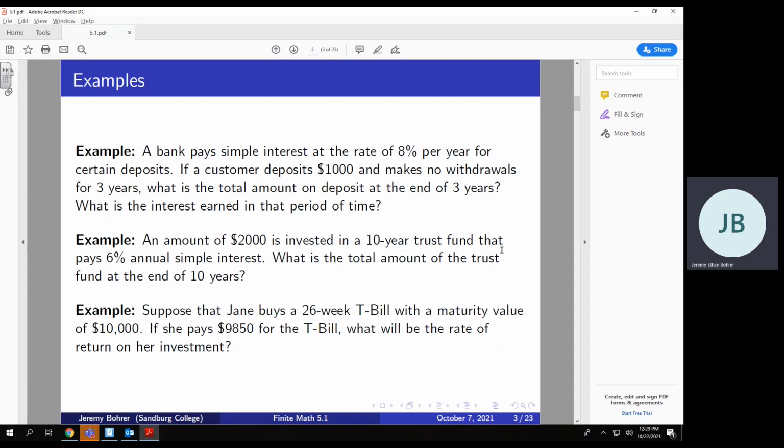In this video, we are looking at these problems on page 3 of the chapter 5, section 1 slides. Our first problem: a bank pays simple interest at the rate of 8% per year for certain deposits. If a customer deposits $1,000 and makes no withdrawals for 3 years, what is the total amount on deposit at the end of 3 years, and what is the interest earned in that period of time?